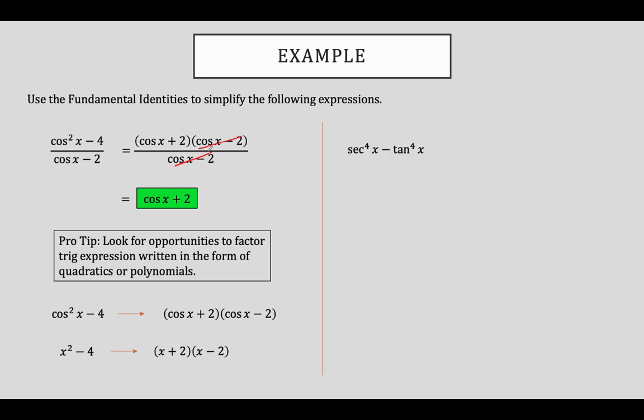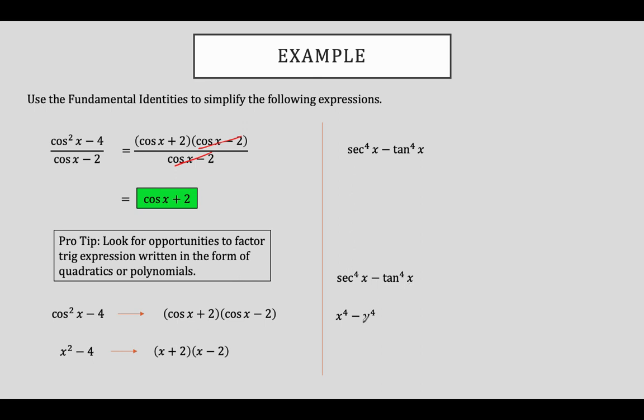Let's do another one here. Secant to the fourth x minus tangent to the fourth x. Here is another opportunity for us to factor. Secant to the fourth x minus tangent to the fourth x. Now this one's a little bit trickier because I've got two different trig functions, but I could create a similar algebraic expression with just two different variables. x to the fourth minus y to the fourth. Instead of a secant x, I just have an x. Instead of a tan x, I have a y.